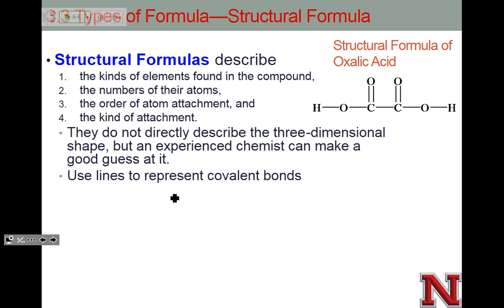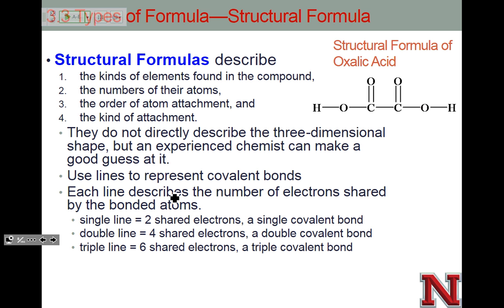In these types, because what we're usually looking at are molecular compounds, our covalent bonding, each line represents a covalent bond. We don't typically show our ionic bonds in this way. So this shows shared electrons. And each line represents 2 electrons being shared between the atoms. So a single line is a single bond, and we're representing 2 shared electrons.